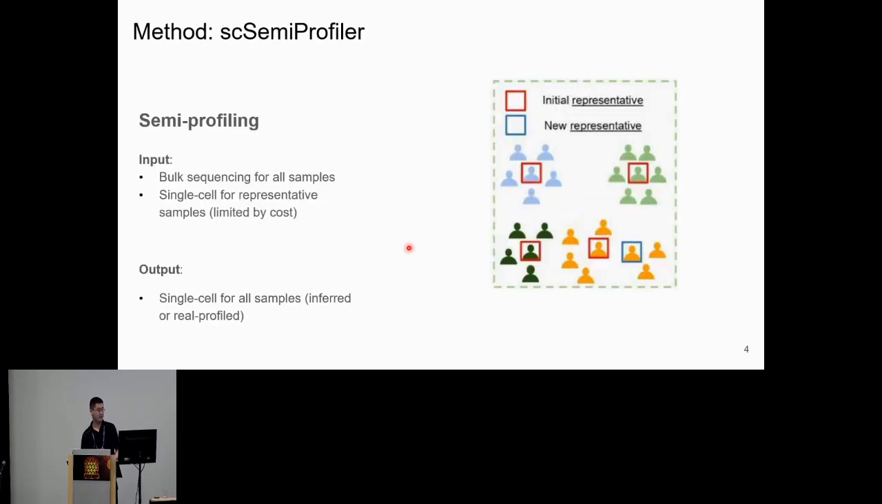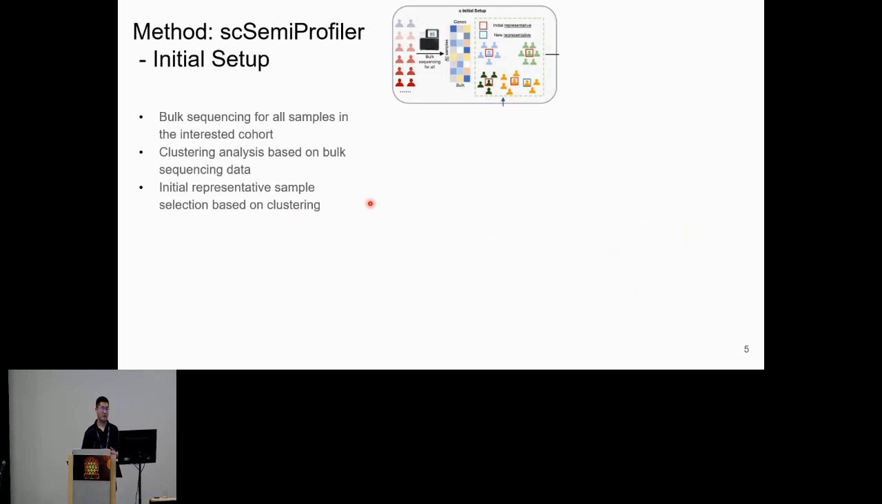To do that, we developed a tool called Single Cell Summer Profiler, and we proposed a concept called Summer Profiling, which means for a cohort that you want to study, instead of getting the single cell profiling for all the samples in this cohort, we get the cheap bulk data for all of them and only get the single cell data for some representative samples. And with these two types of input, we output the single cell data for all samples, either real profiled or in silico generated. So let's go over the pipeline of our method.